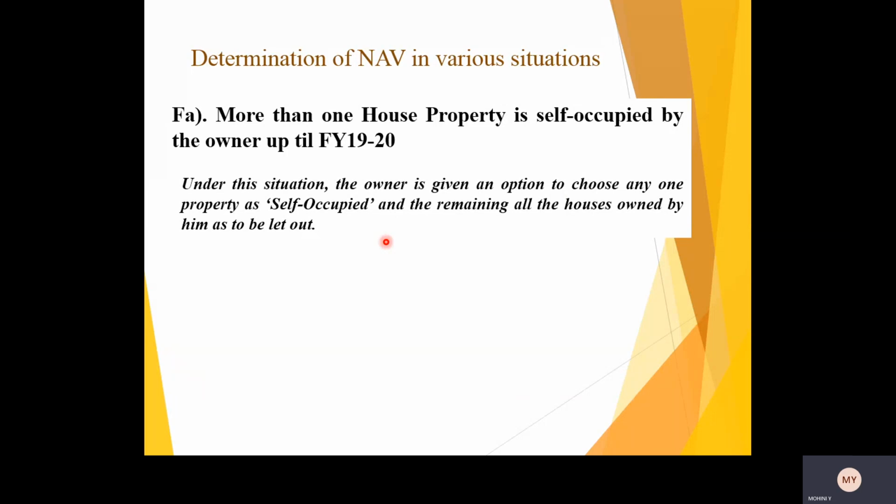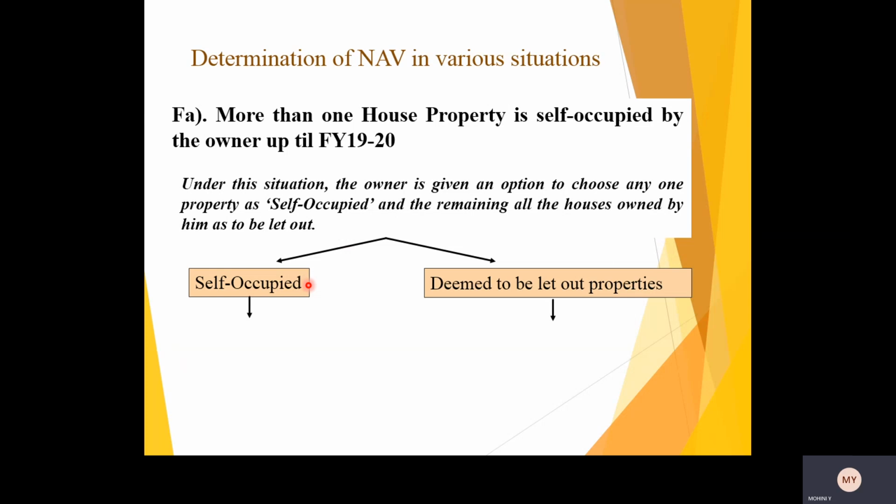So up till that point, the rule of the law says that in case the person has more than one house property as self-occupied, then he can be given an option to choose any one property as self-occupied, and the remaining houses owned by him are to be treated as let out. So he has an option. He can choose any one property as self-occupied, and the other properties will be deemed to be let out. Let out means we'll say that there is a rent, even if it is not given on rent.